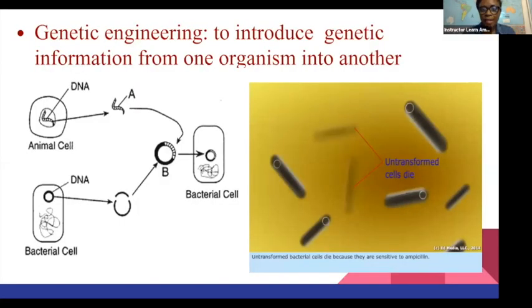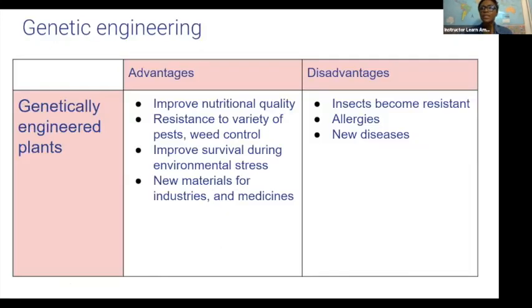All right, so in this example, it was showing bacteria that might be resistant to ampicillin. And you could see the ones that had the modified gene would live, while the ones without would die out. What are some advantages and disadvantages of this technique? Using genetic engineering, we're able to improve our food quality, nutritional food quality.